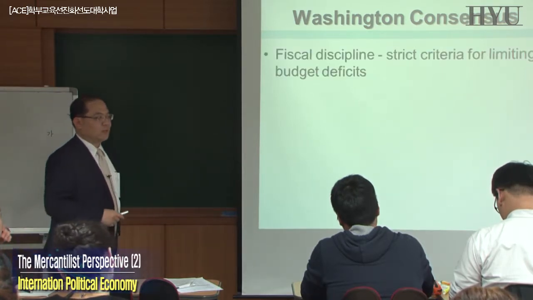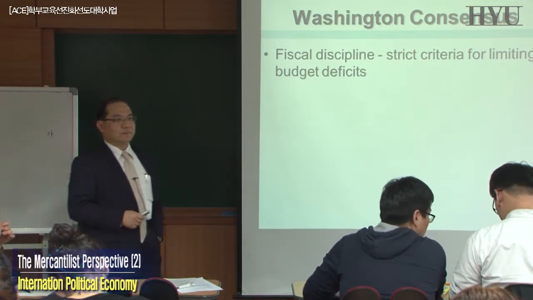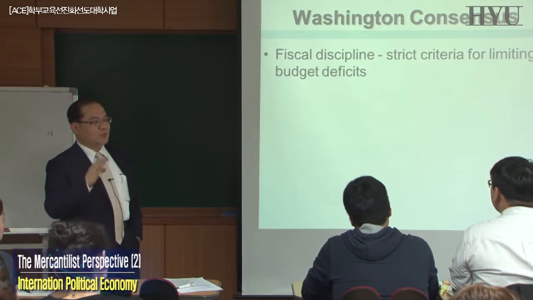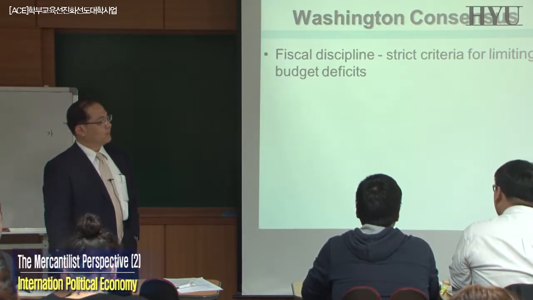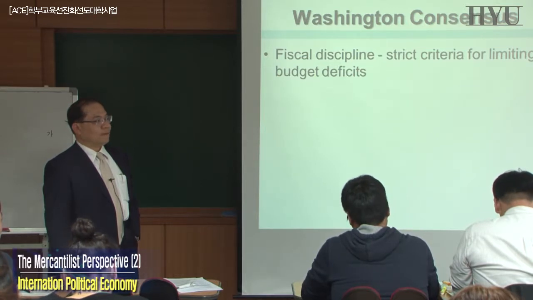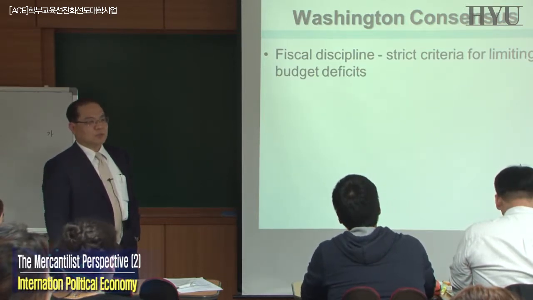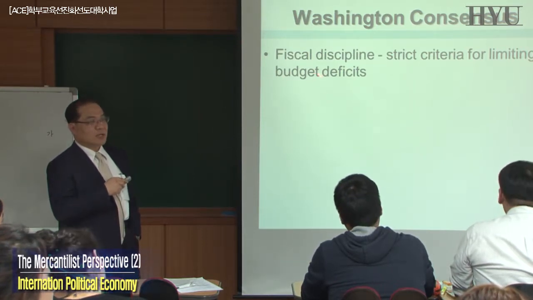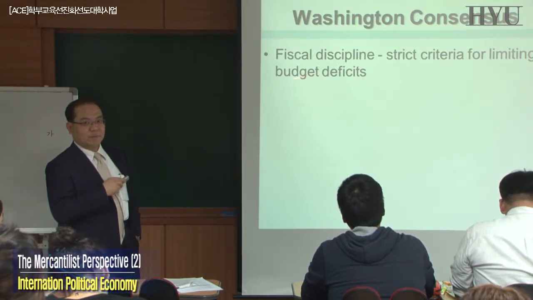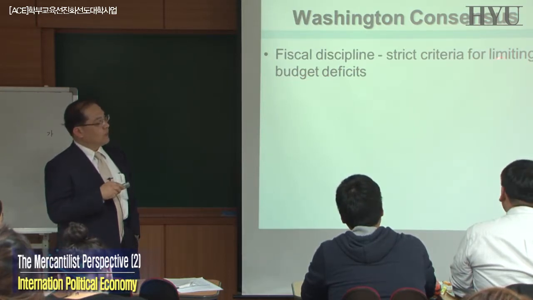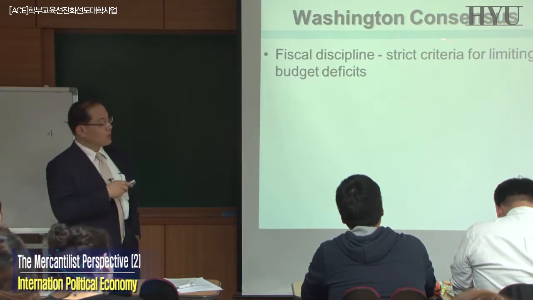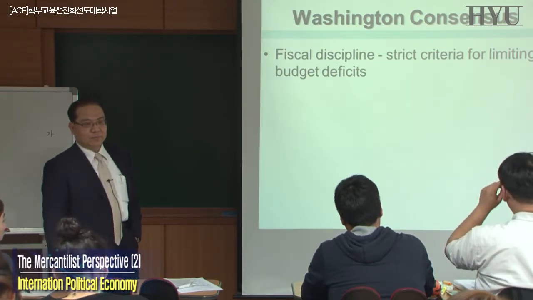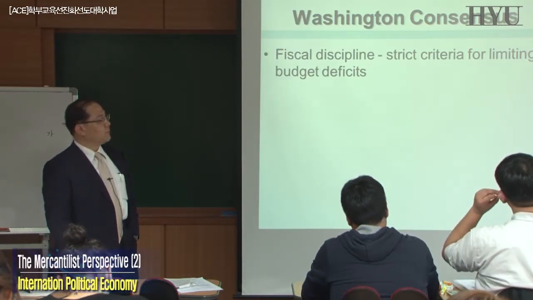First, fiscal discipline. Many developing economies are fiscally undisciplined. The government spends too much, so most developing economies have budget deficits. To grow again, they have to cut budget deficits. This is number one policy, which is called fiscal discipline.